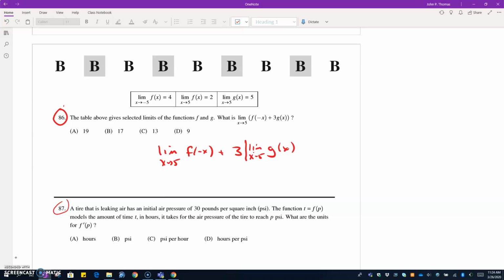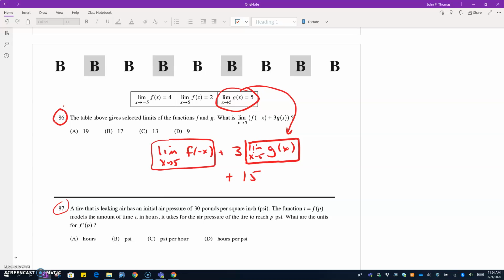Now, at this point, as x goes to 5 on g of x, we're explicitly told that that equals 5. So I've got 3 times 5, or 15 in that spot. Now, on this front spot, we don't have any explicit limits about f as x goes to negative, but we are going to look at the situation as x goes to 5, and there's a negative in there on the x. So that's really like we're going to x equals negative 5 in the original function. So what really comes into play is this first limit here, which is going to be a 4, so that's going to be 19.